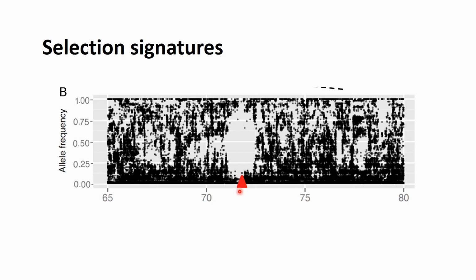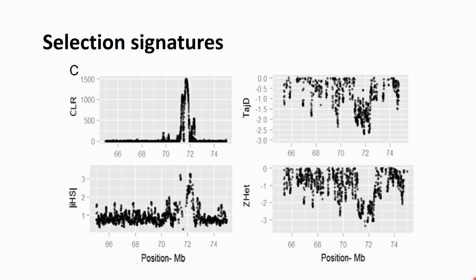Now, this is the third part of this figure series, and you see that there are several methods used to detect the same selection signature. And while these plots look somewhat different, all of them actually point into the same direction, so that there is something going on in this particular region of the genome. And this something is most likely a selection signature.